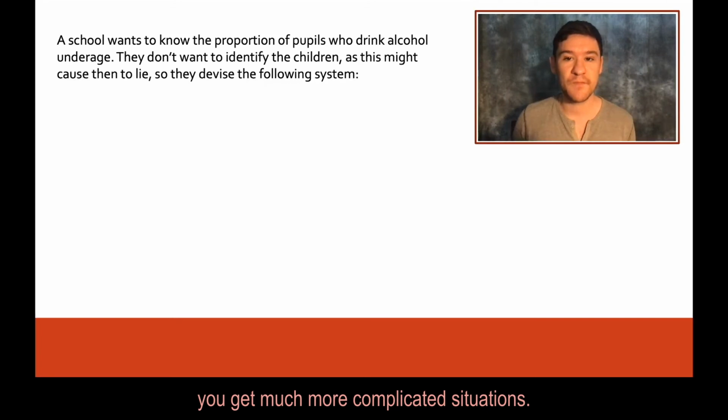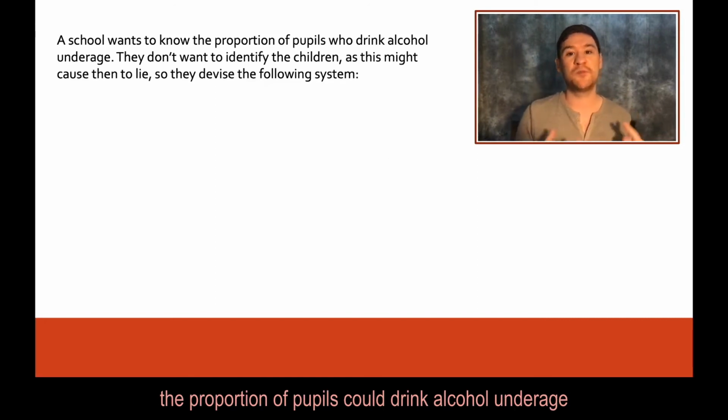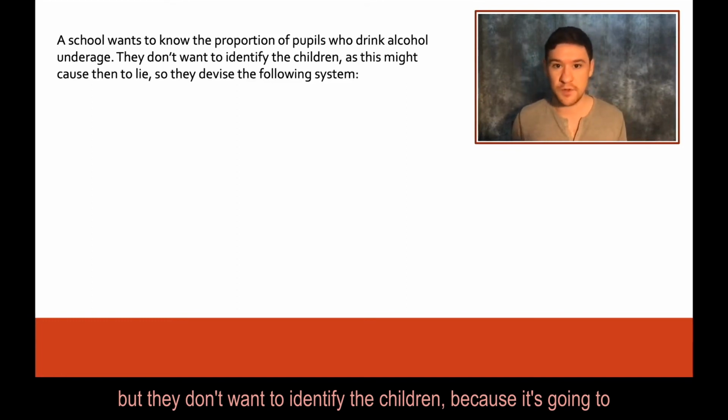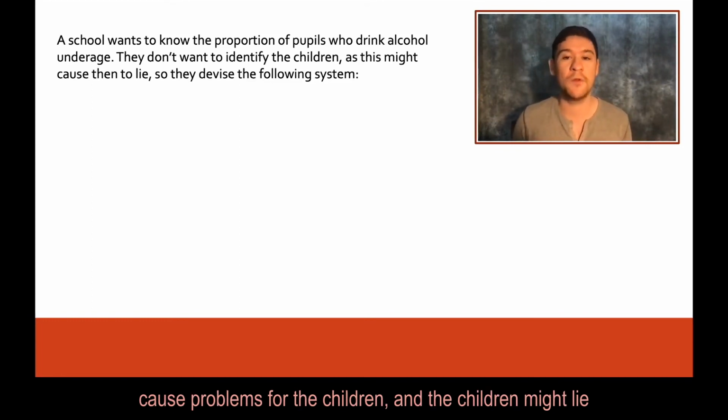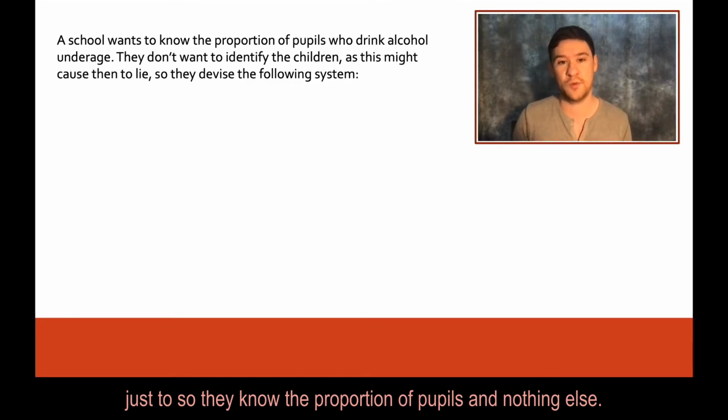Let's look at one other example. A school wants to know the proportion of pupils who drink alcohol underage. Now they don't want to identify the children because this is going to cause problems for the children, and the children might lie. So they devised the following system just so they know the proportion of pupils and nothing else.